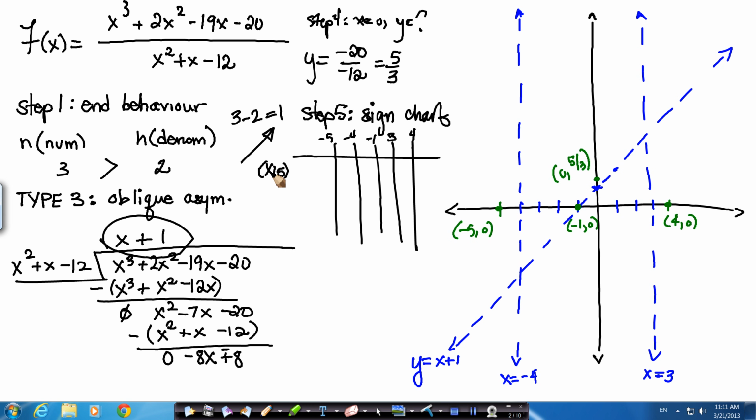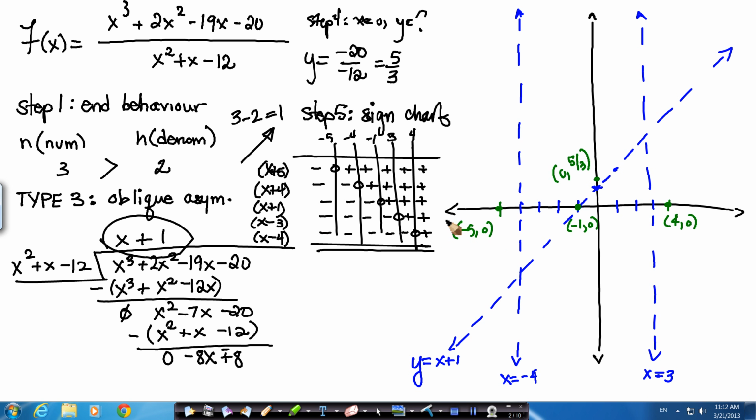Our factors are x plus 5, x plus 4, x plus 1, x minus 3, and x minus 4. So, fill in our chart. X minus 3, and x minus 4. Alright, so we have 5 negative signs, which is negative. 1, 2, 3, 4 is positive. 1, 2, 3 is negative. 2 is positive. 1 is negative, and then none is positive.